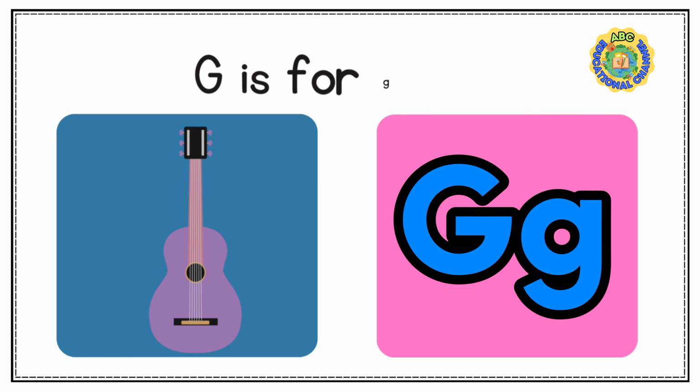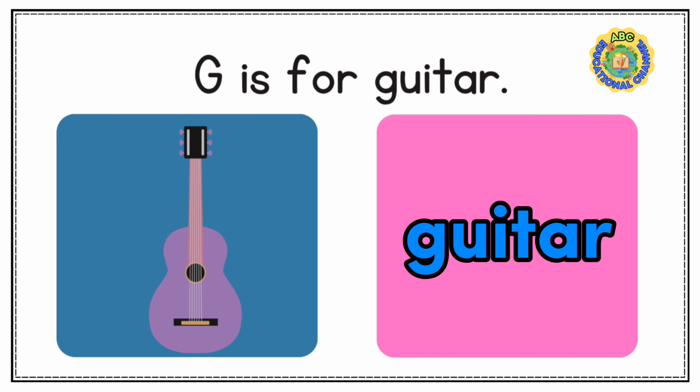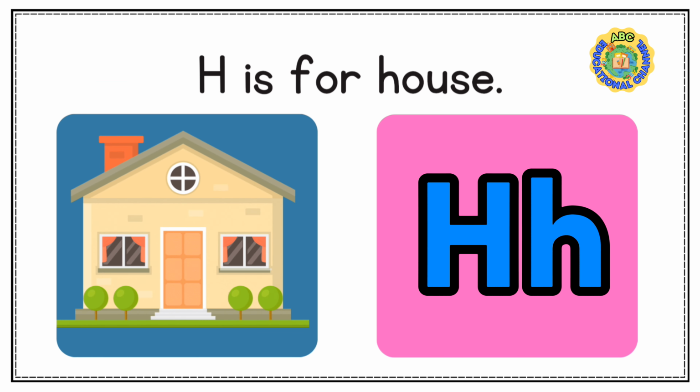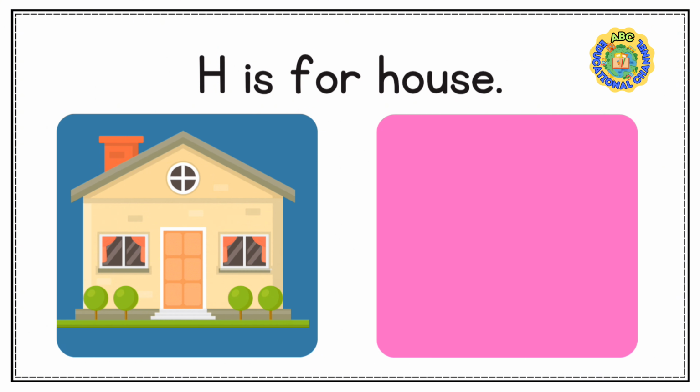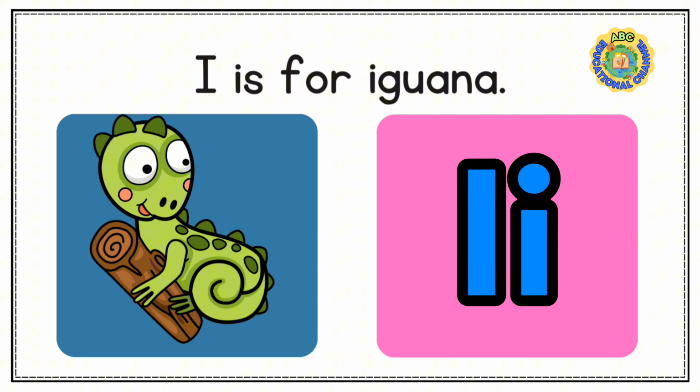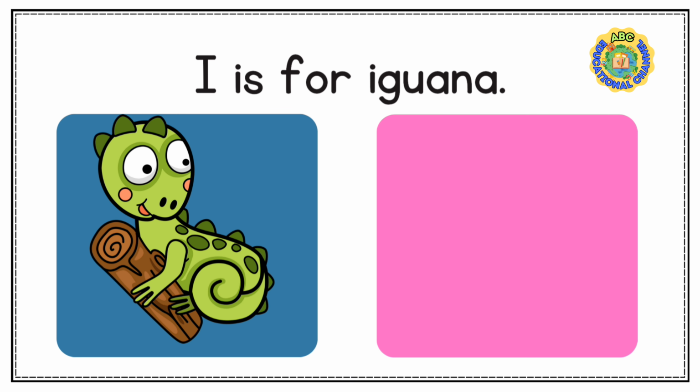G is for guitar. Guitar. H is for house. House. I is for iguana. Iguana.